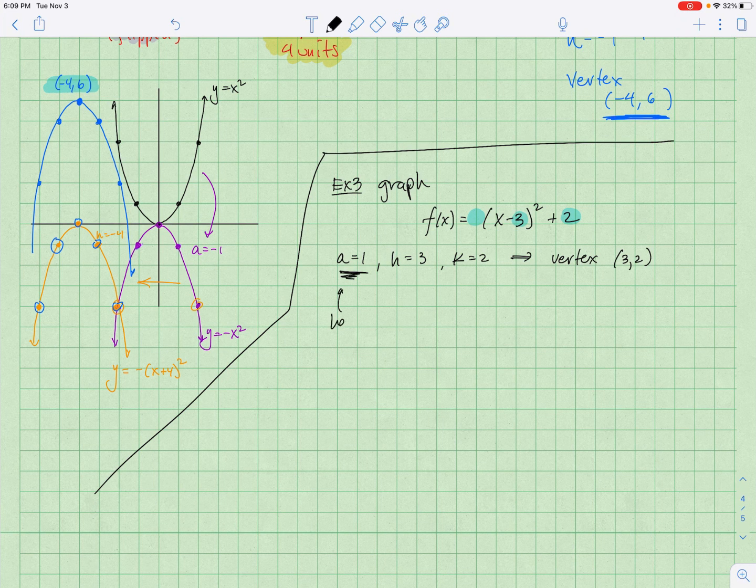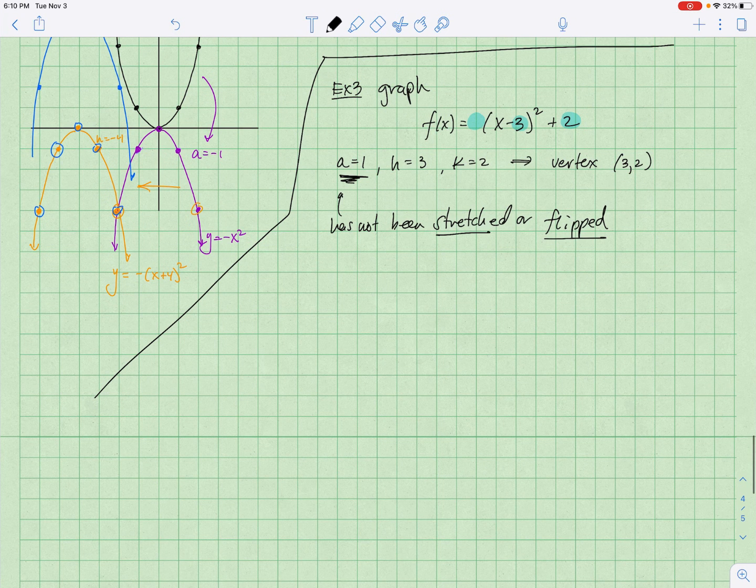And because this is positive, this has not been stretched or flipped. I should be a little bit more careful with what I say there. Because it's positive, it hasn't been flipped. And because it's 1, it hasn't been stretched. Which means that if I want to graph this quickly, I should be able to do it.